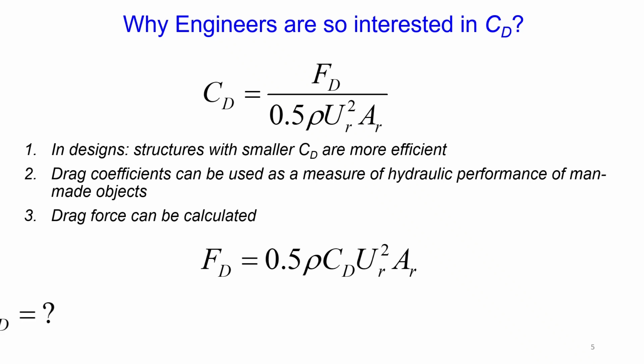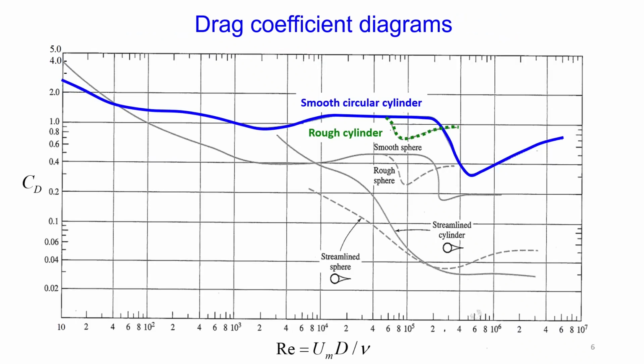And commonly what they do, they use various diagrams. For example, like this one. On this diagram, you can see that CD depends on Reynolds number, and Reynolds number here is defined as the product of mainstream velocity multiplied by diameter of the structure and divided by kinematic viscosity. And on the left-hand side, we have our CD. This is a plot which is drawn in logarithmic coordinates on the x and y axes, and we also can see that there are various lines.